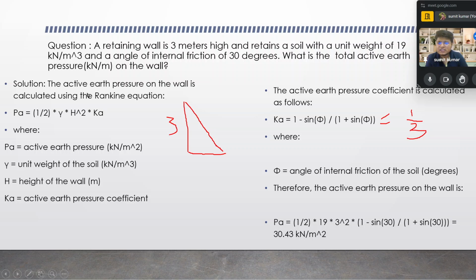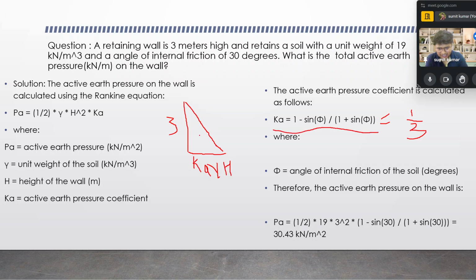Okay. So what is the total active earth pressure acting on the wall? PA equals 1 by 2 K gamma H square. As this height is 3, when we find the value over here, we get K gamma H, where K is already mentioned as 1 minus sine phi by 1 plus sine phi.